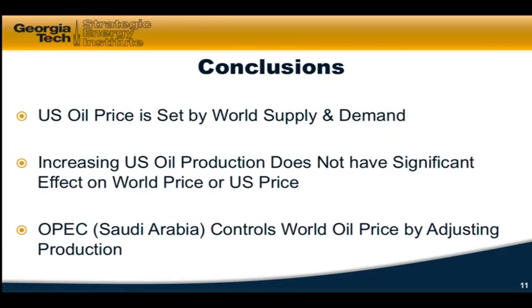So in conclusion, the U.S. oil price is set by world supply and demand. Increasing U.S. oil production does not have a significant effect on world price or U.S. price. In other words, we can increase and are increasing somewhat our oil production, but it has a very small influence on the world market because the increase is a very small percentage of the world market. And as a matter of fact, if it did start having an effect, Saudi Arabia and OPEC members would decrease their supply and keep the price where they want it. But basically, OPEC, and in parentheses, Saudi Arabia, who is the big dog on the OPEC block, controls the oil price by adjusting production.